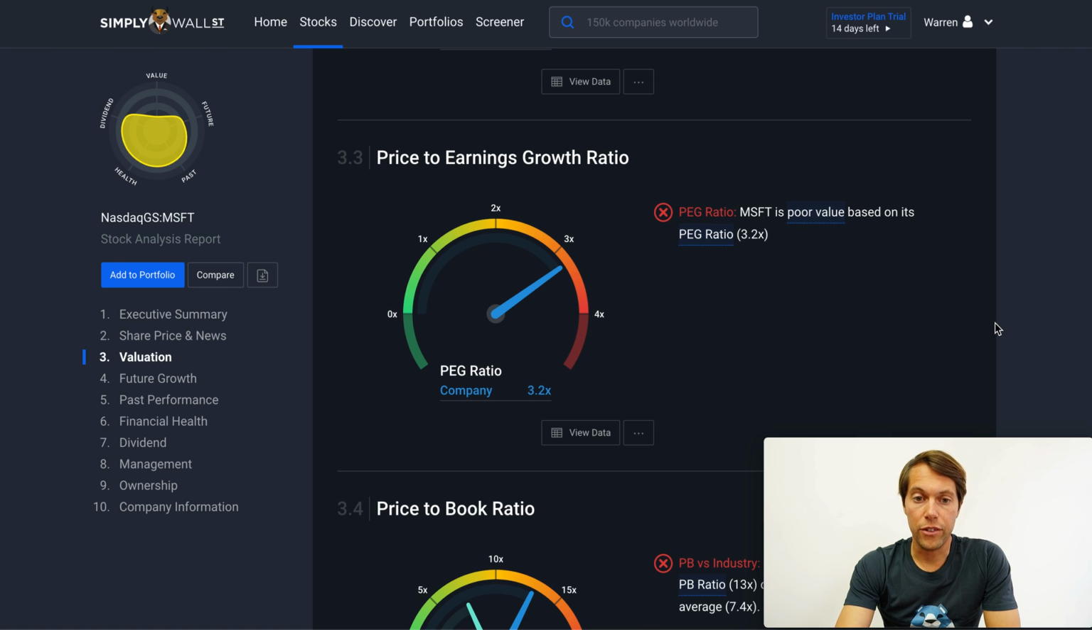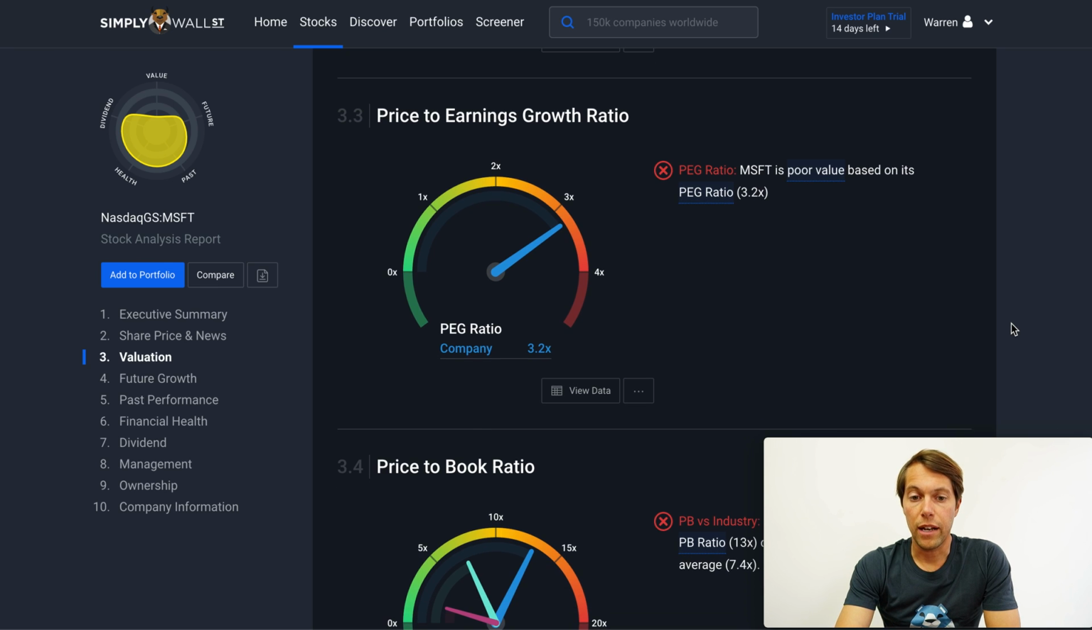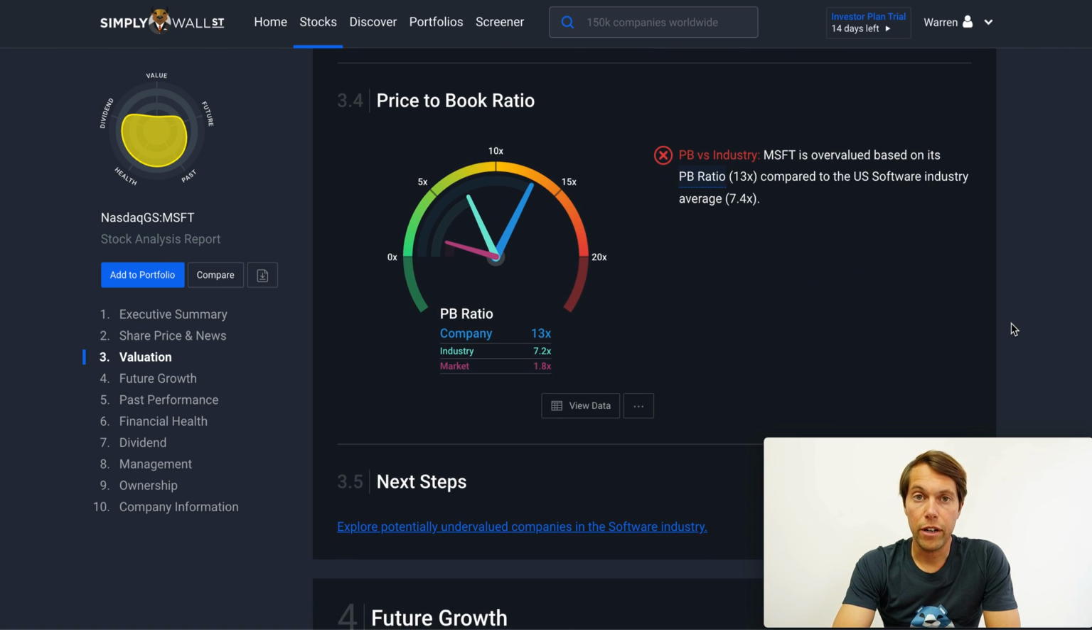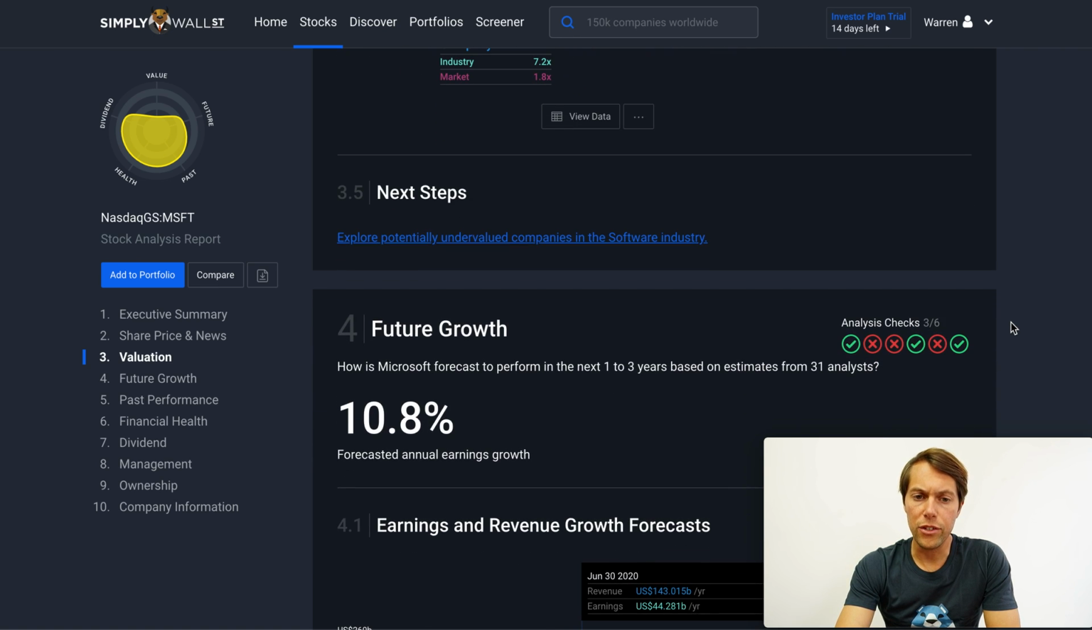Just finishing off this section, we have something called PEG ratio, which accounts for growth in the valuation, and generally a PEG ratio below 1 is where something could be considered good value. We have price to book ratio, which compares the price of the stock to its book value or its assets. And just a small thing I'm going to point out is that at the bottom of each section, you have something called next steps.